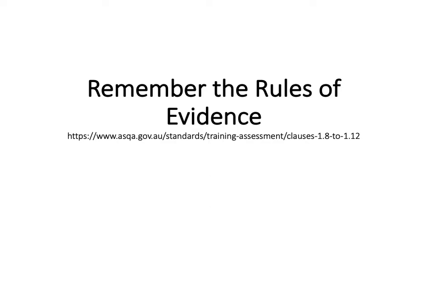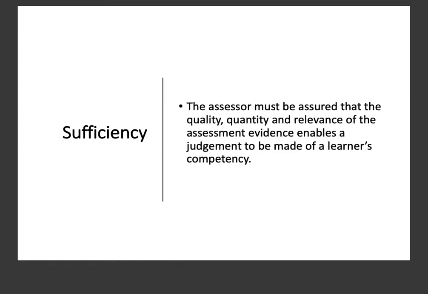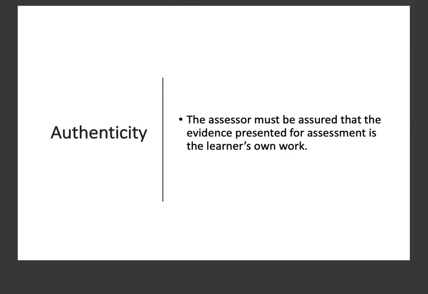Remember the rules of evidence. Validity. The assessor must be assured that the learner has the skills, knowledge, and attributes as described in the module or unit of competency and associated assessment requirements. Sufficiency, meaning do we have enough evidence? The assessor must be assured that the quality, quantity, and relevance of the assessment evidence enables a judgment to be made of the learner's competency.